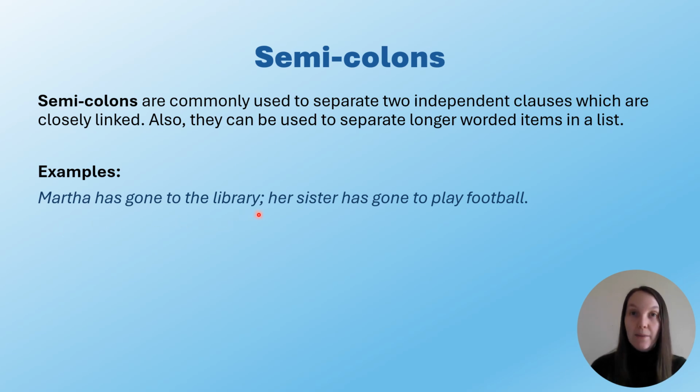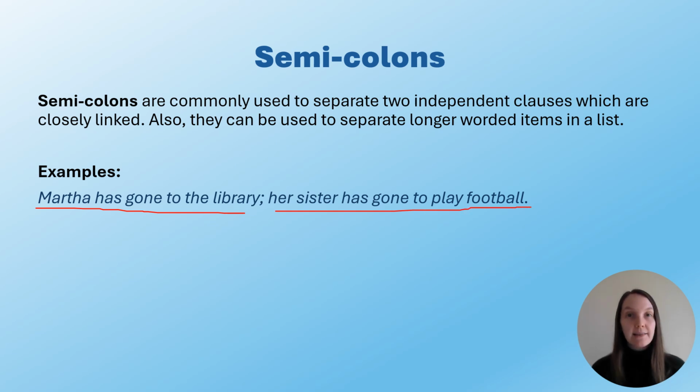Martha has gone to the library; her sister has gone to play football. So here we've got two independent clauses that make sense on their own. And we know that clauses have to be separated by commas at least. But because these two clauses are actually closely linked, okay, we've got one sister doing something and then the next clause is about the other sister doing something, okay? And because they're both independent, we can use a semicolon in between here.